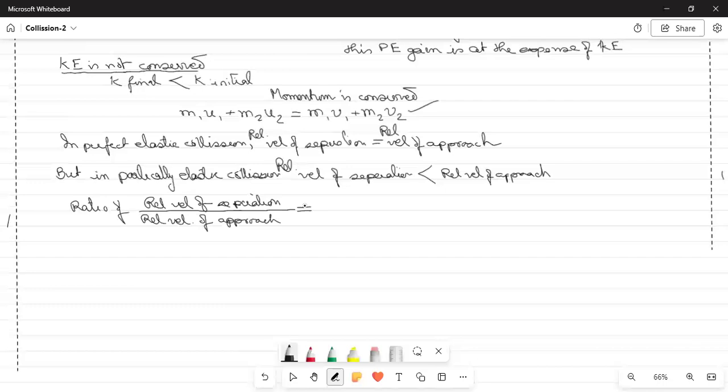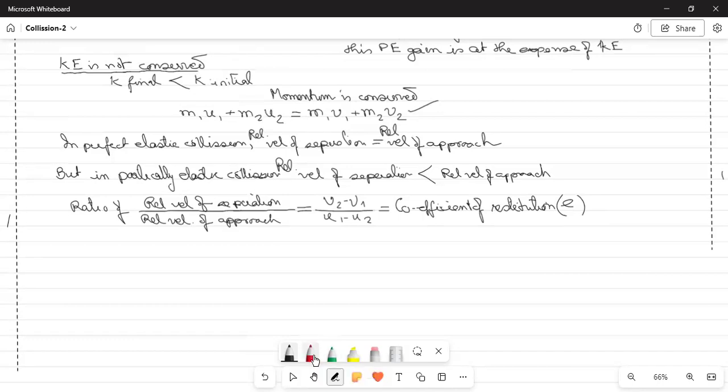Relative velocity of separation is V2 minus V1, and the approach is U1 minus U2 because U1 is larger. This is given a new name. It is called coefficient of restitution, and normally designated by the letter English small e.